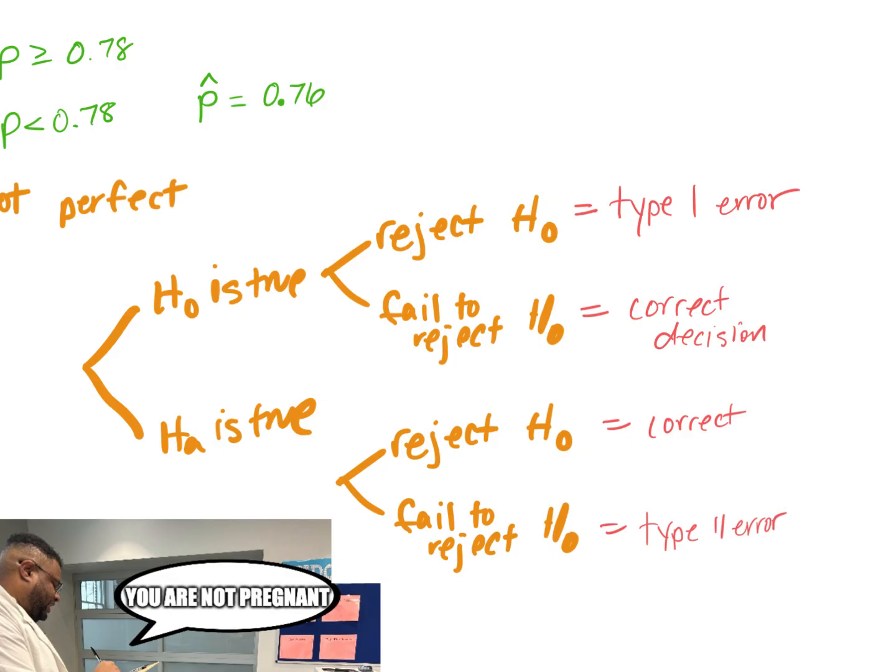Have you noticed we always write the null hypothesis first and the alternative hypothesis second? Type 1 is when the first hypothesis is true, but you are making the wrong conclusion. Type 2 is when the second hypothesis is true, and you are making the wrong decision.